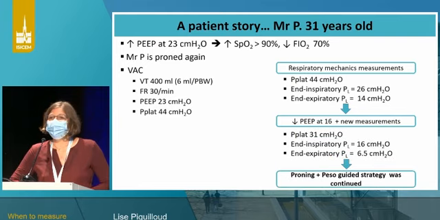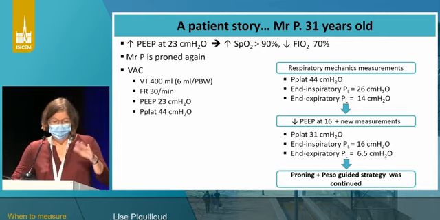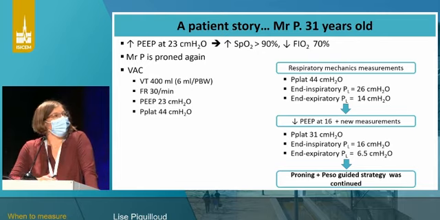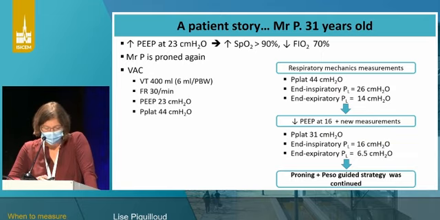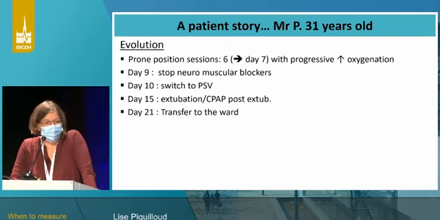And we continued doing that, proning, supine, prone, supine, and doing the measurements every time and adapting the PEEP according to this strategy. And what occurred? The patient was proned 6 times, he improved. At day 9, neuromuscular blockers were stopped.